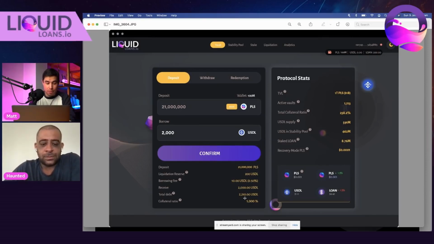If it's below 1,000%, do nothing and wait for it to go up. If it's over 1,000%, say 1,200 or 1,500, then we take out some more loan, go to PulseX, buy more Pulse, and then deposit it back into our vault. Perfect. Yeah, that's nice and safe.